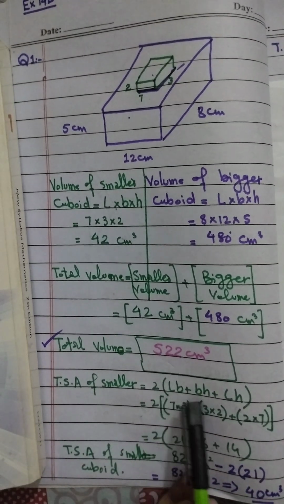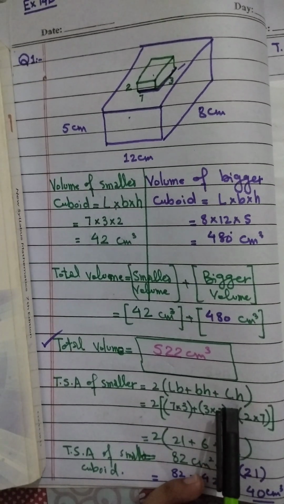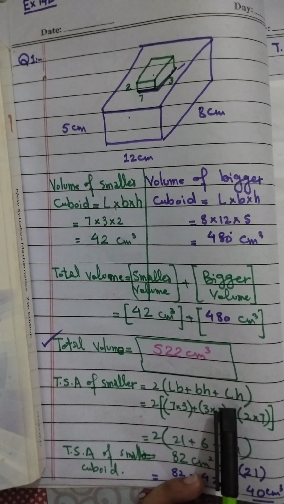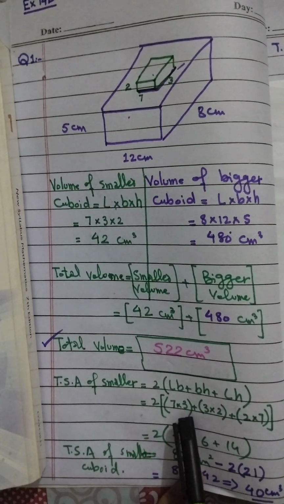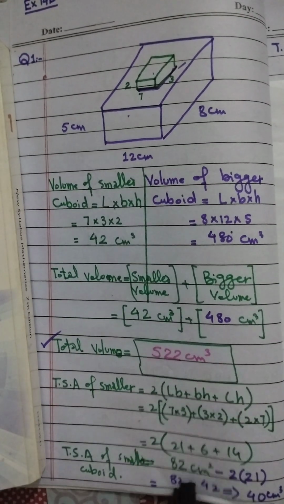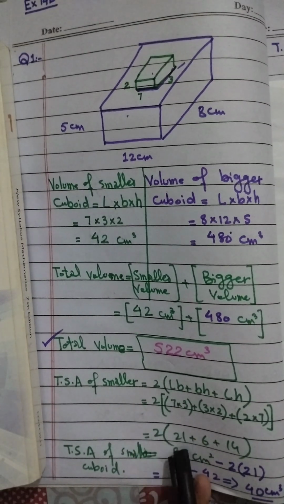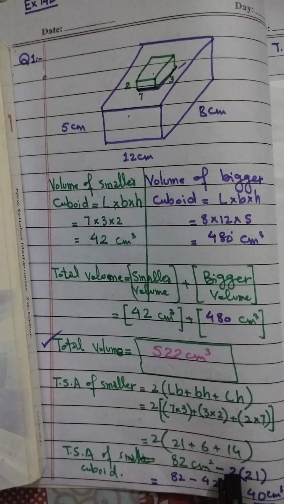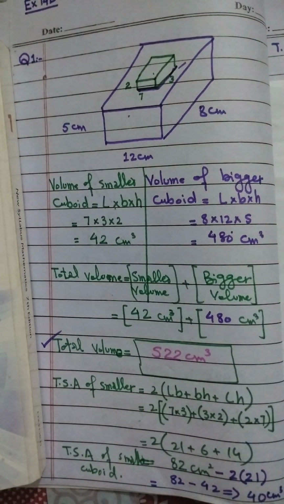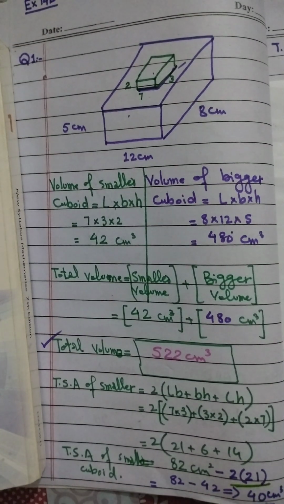When we talk about the total surface area, look at this. The total surface area is given by this formula, 2 into lb plus bh plus lh. So we will put the values respectively for the smaller and then for the bigger. Okay, fine. When we find the total surface area of the smaller cuboid, then we will subtract something. Look at here, it is 2 into 21. What is this? Look at this.